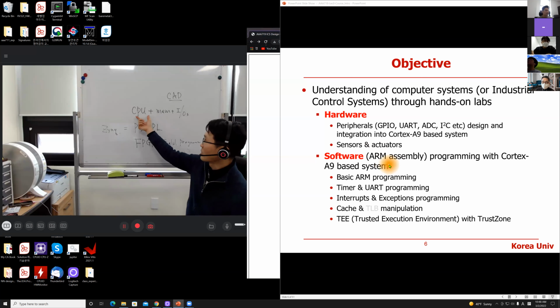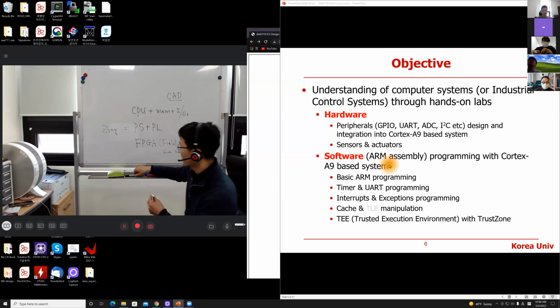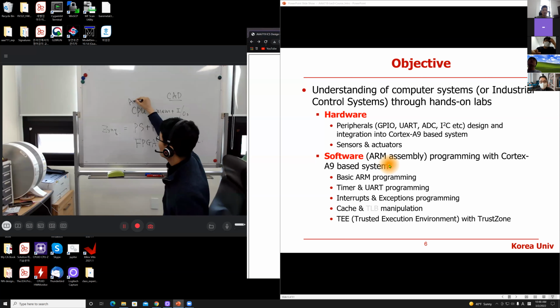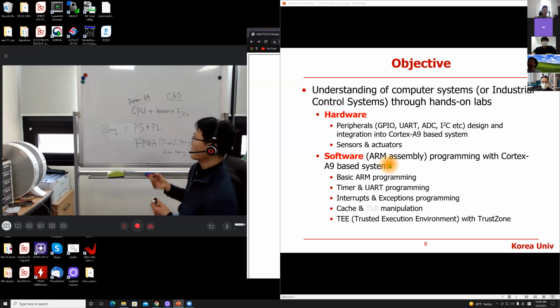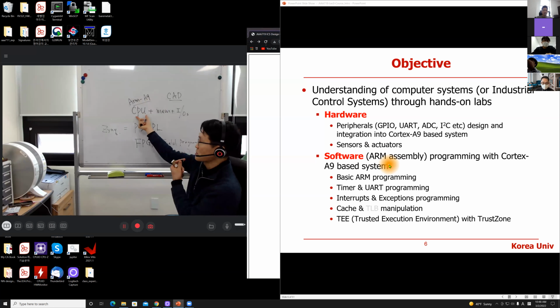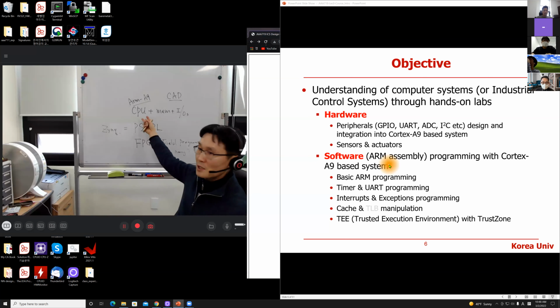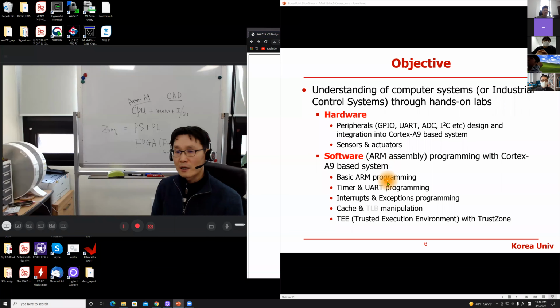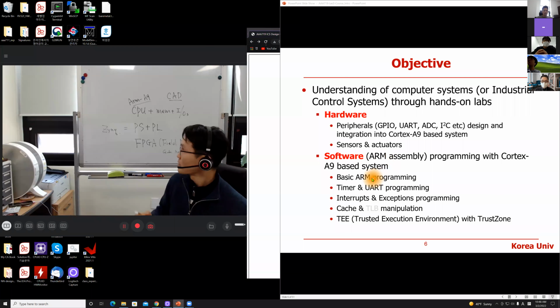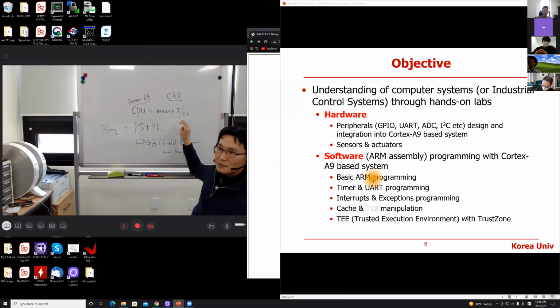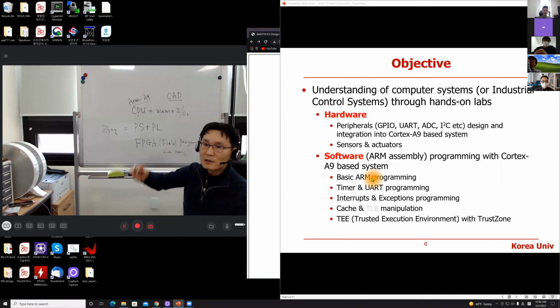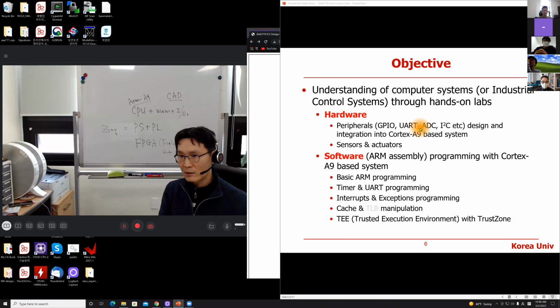So for that, you need to learn the instructions the CPU is providing. We are going to use the ARM Cortex-A9. What kind of instructions, what kind of machine code does this CPU provide? We are going to study some essential instructions, and using those instructions, we are going to touch those IO devices: sensors, actuators, timer, UART, analog to digital converter, I2C, and those devices.